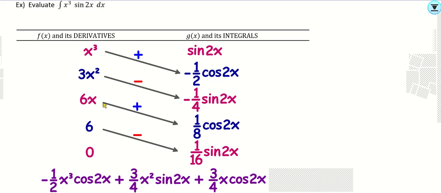So this 3/4 came from 6/8. 6 times 1/8, 6/8, which reduces to 3/4. And then this right here, we're going to have 6 times 1/16. What does that reduce to? 3/8, I'm thinking. And then the sign is minus. And that's the final answer. And that saves you the trouble of doing 3 rounds of integration by parts. So integration by tables, an amazing tool to have in your toolbox.